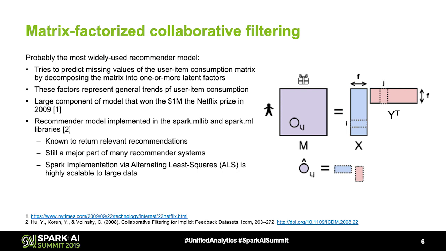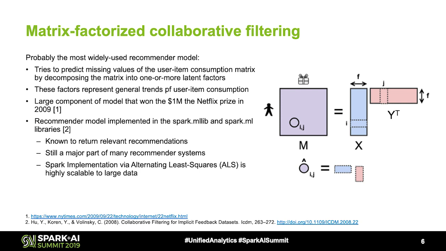Or different genres of music are also found along these lines. But it learns it sort of from what people consume. And it wasn't the entire component of the model that won the Netflix prize, but it was a very, very large component of the model that did win the Netflix prize in 2009. So it's quite famous, and it's also implemented in spark.ml and MLlib. It's known to return relevant recommendations, and it's a major part of many recommendation systems out there today. And in fact, this implementation is very, very popular because it scales.